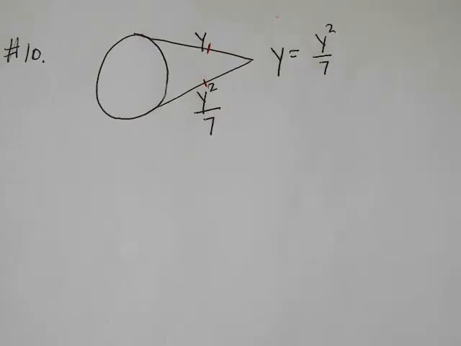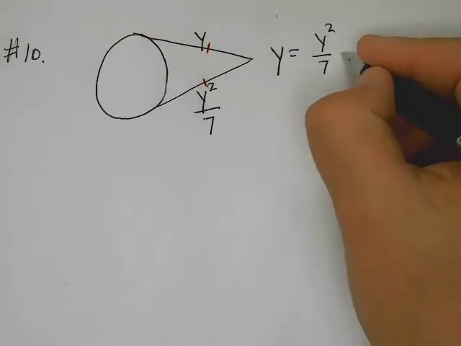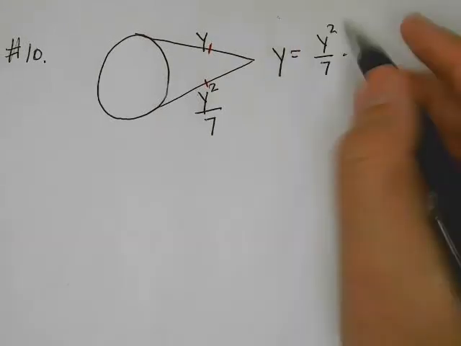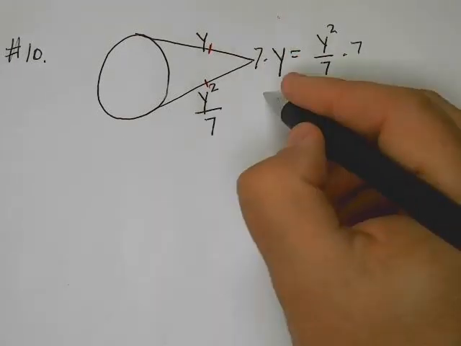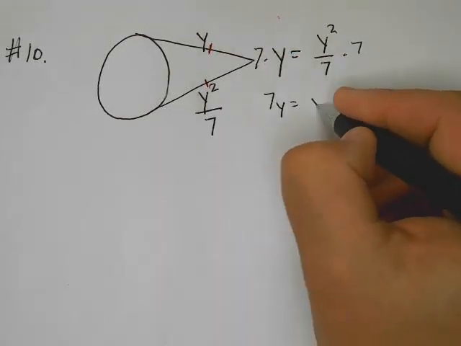Now it becomes an algebra challenge. How do we solve y equals y squared over 7? The first thing we're going to do, let's get rid of that fraction. So we're going to multiply by 7. Whatever I do to one side, I have to do the other. Okay, so now I'm going to have 7y is equal to y squared.